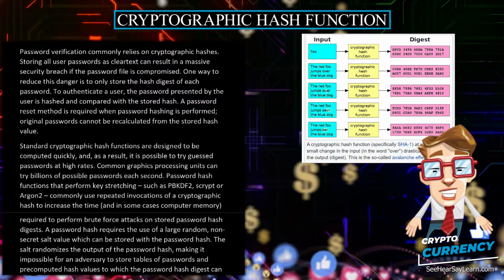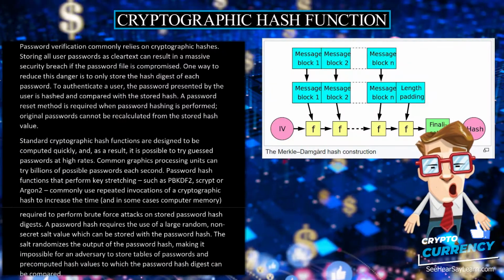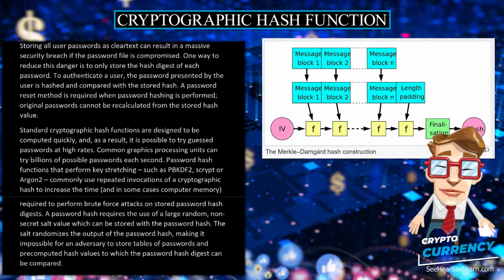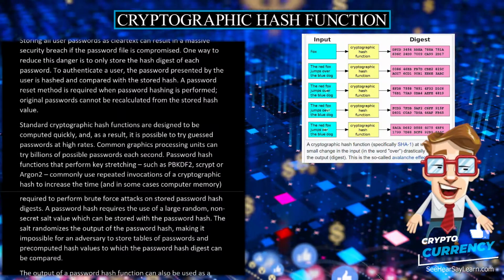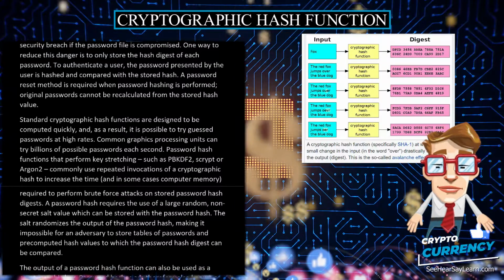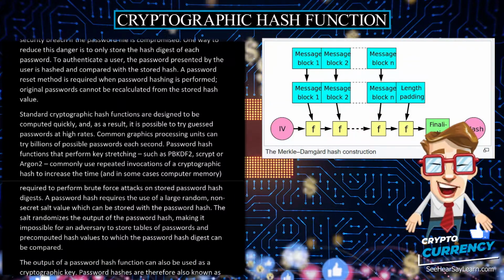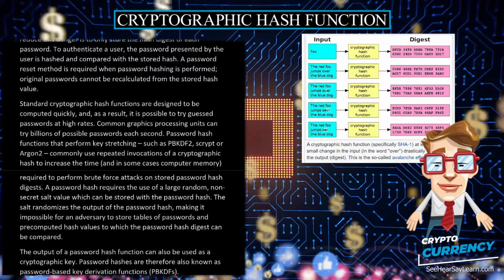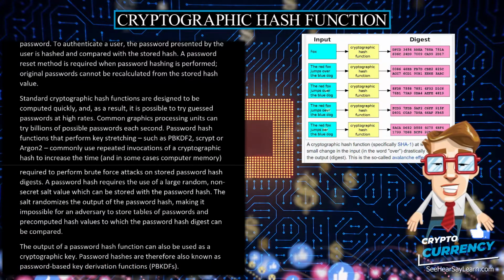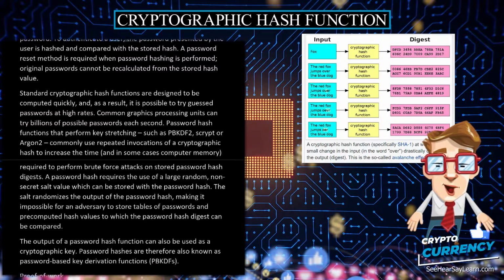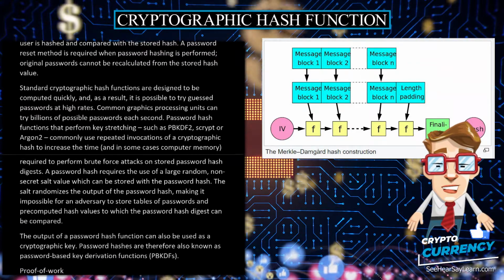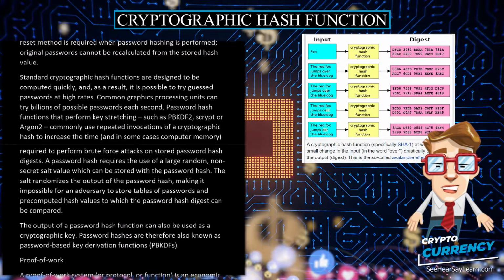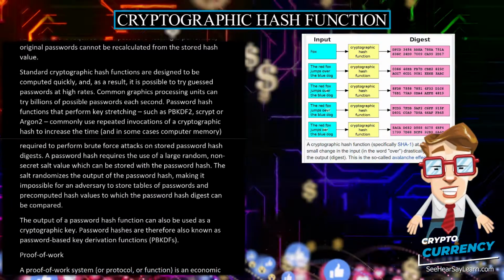A password hash requires the use of a large random, non-secret salt value which can be stored with the password hash. The salt randomizes the output of the password hash, making it impossible for an adversary to store tables of passwords and pre-computed hash values to which the password hash digest can be compared. The output of a password hash function can also be used as a cryptographic key. Password hashes are therefore also known as password-based key derivation functions, PBKDFs.